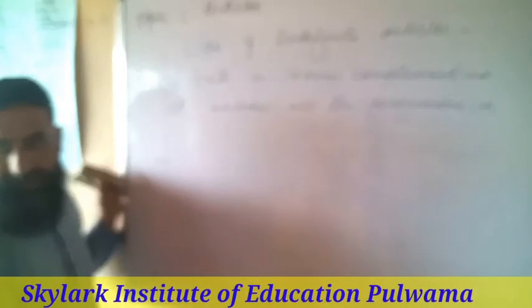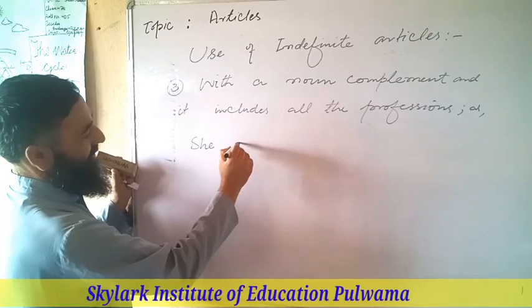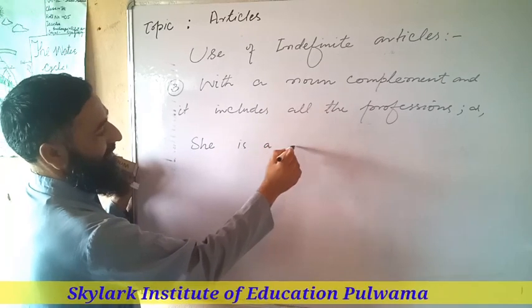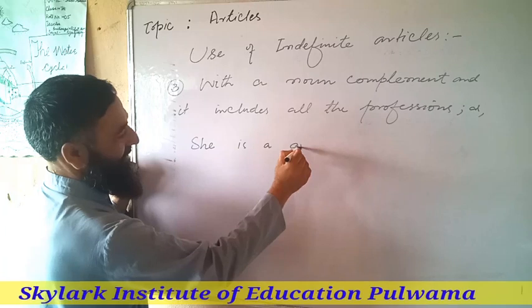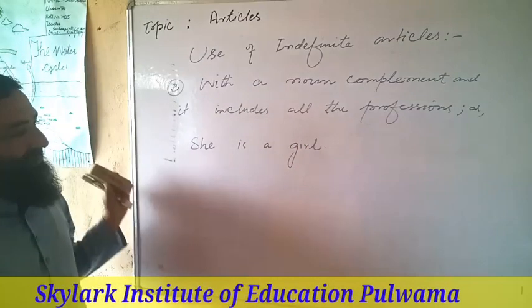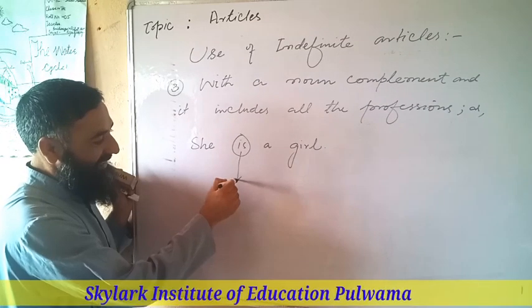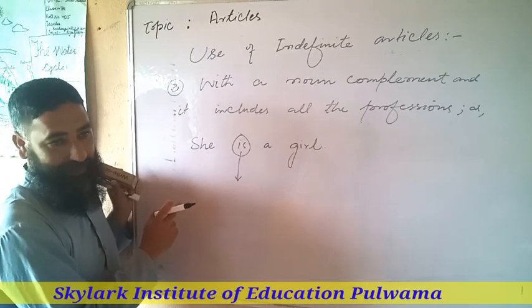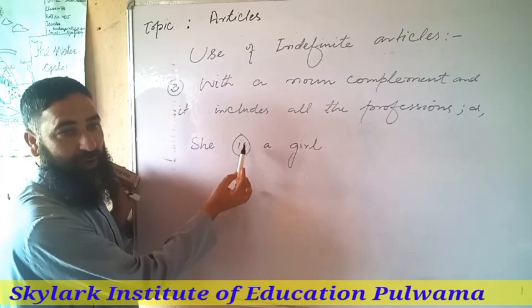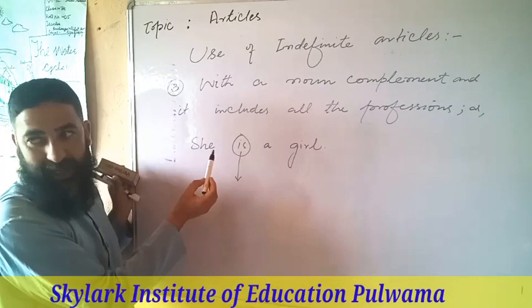What is a noun complement? See, she is a girl. Here "is" is called a linking verb. It's not a helping verb here, because when it is followed by a main verb, then at that time it becomes a helping verb. बेटा आप समझ रहे हैं?